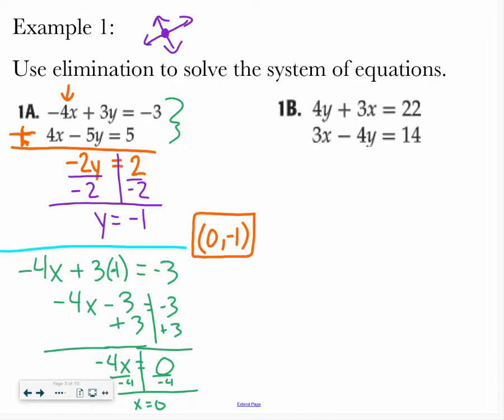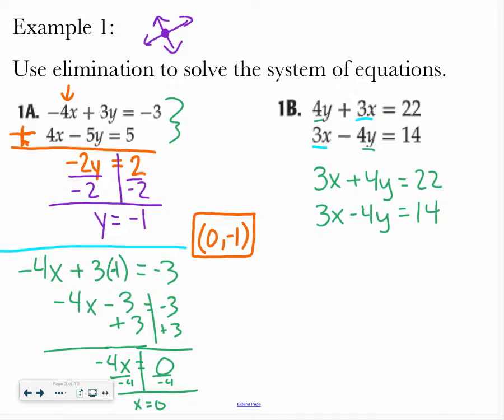Okay, let's try another one. So I look, I have 4y plus 3x equals 22, and I have 3x minus 4y equals 14. Notice that my variables are not lined up. So what I'm going to do, I'm going to rewrite it: 3x plus 4y equals 22, and 3x minus 4y equals 14.